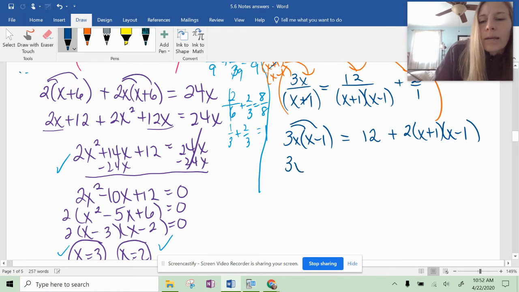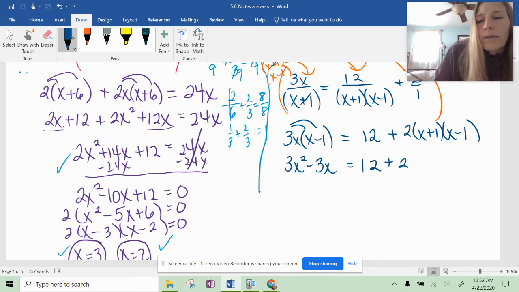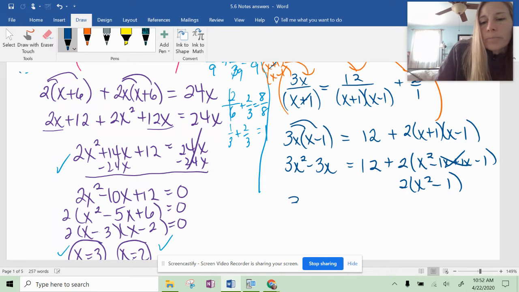So I have 3x squared minus 3x. And then over here, I have 2 times, and this is going to become x squared minus 1x plus 1x minus 1. Of course, those cancel. So now I can actually distribute my 2 to this part here. So I have plus 2x squared minus 2, and then 12 minus 2 is going to give me a 10.